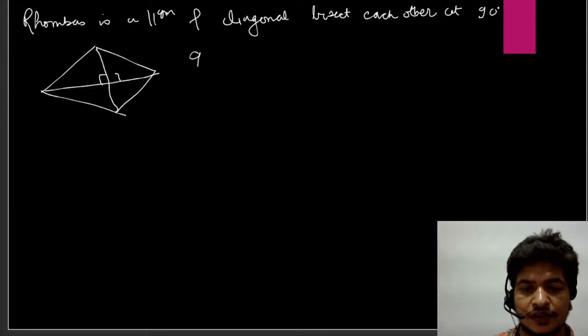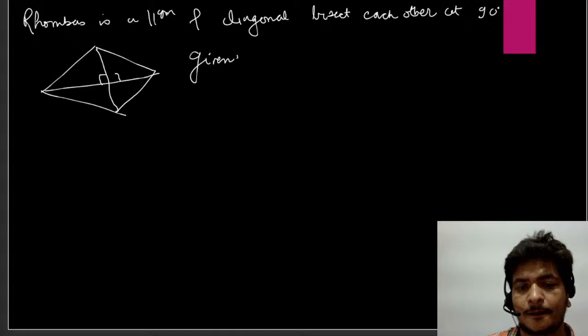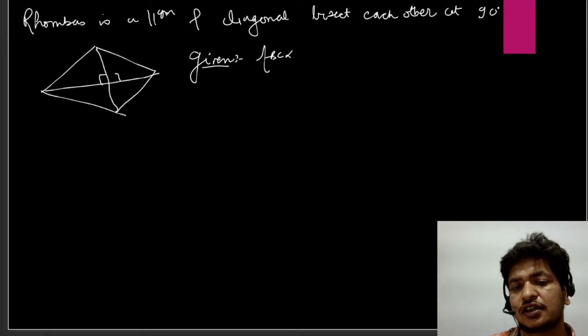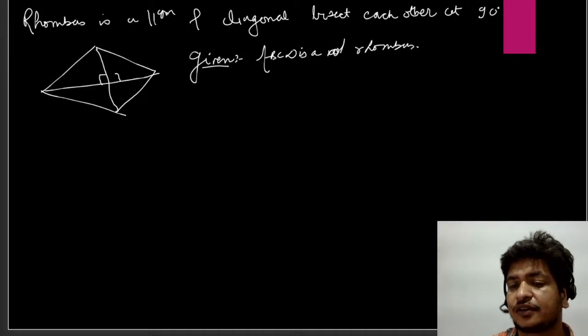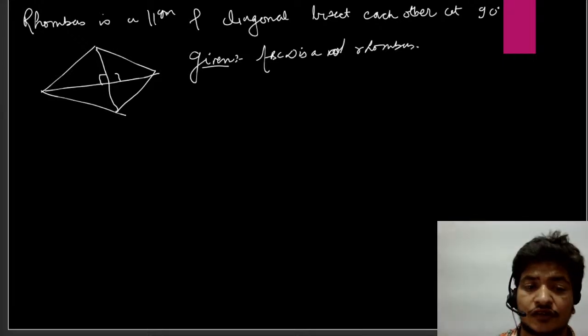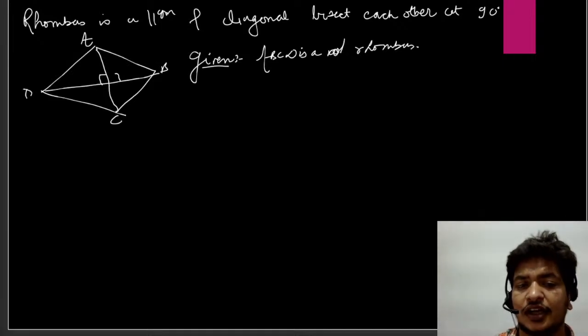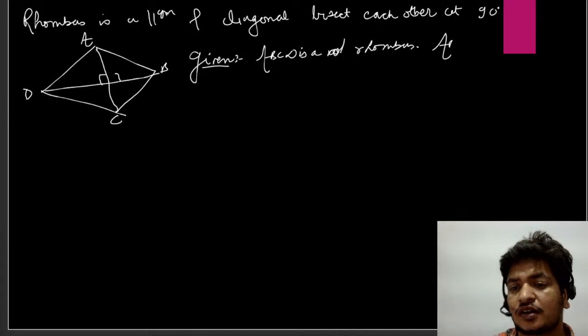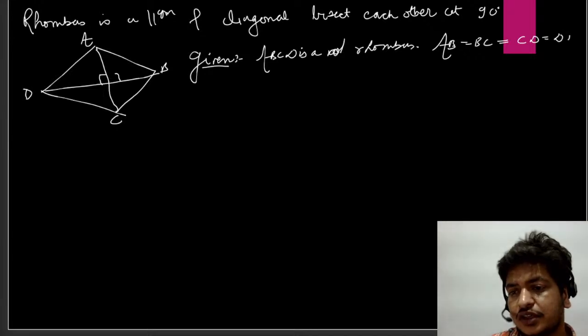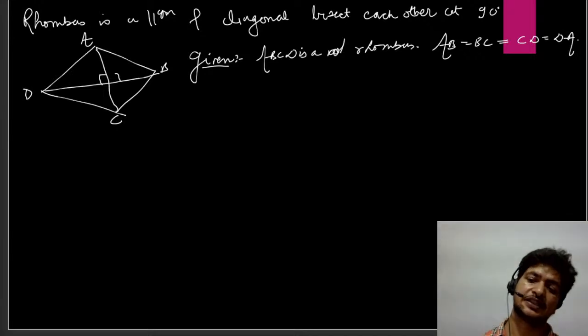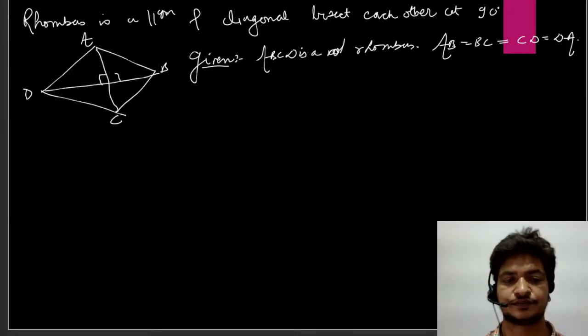सबसे पहले क्या लिखेंगे, वी विल राइट गिवन. ओके, हियर गिवन इज ABCD is a rhombus, which states that all the adjacent sides are equal. So if I will name this one as A, B, C, D, I can say that AB is equal to BC, that is equal to CD, that is equal to DA. AB, BC, CD और DA चारों इक्वल है. अब मुझे प्रूफ क्या करना है.